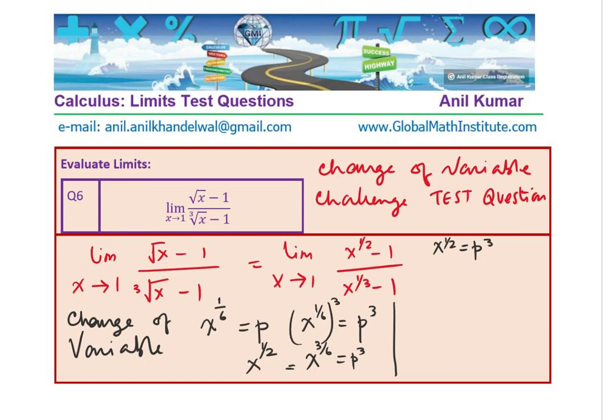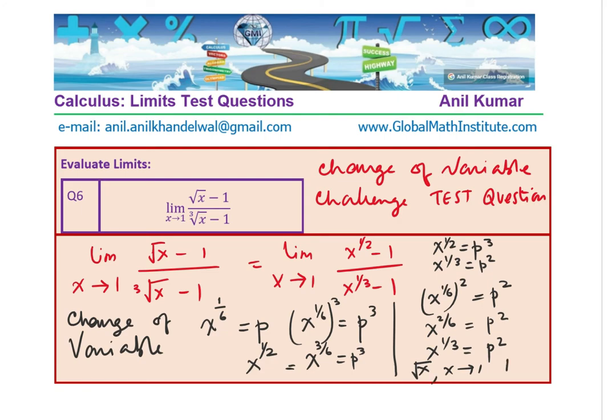Now also look at x to the power of 1 over 6 whole squared. In that case, it will become p squared. Now this is x to the power of 2 over 6, which is p squared, and that is x to the power of 1/3, the cube root, which is p squared. So you see, the cube root of x can be written as p squared. Perfect. Now square root of x, as x approaches 1, is also 1. So p also approaches 1. Can you now substitute the variables and then answer?